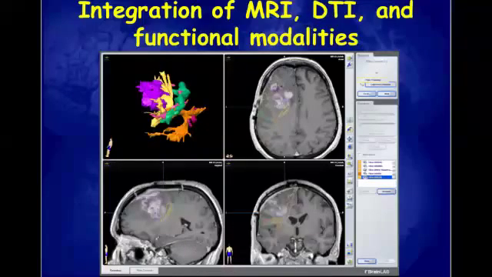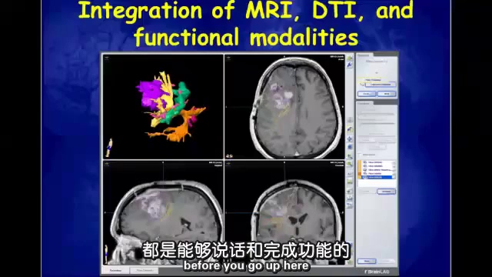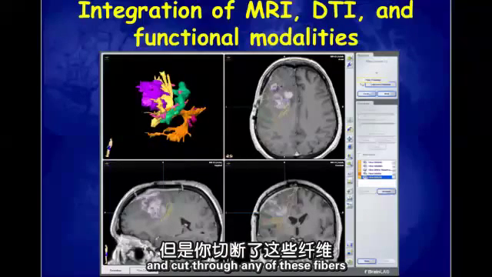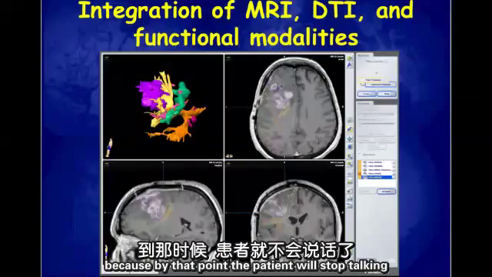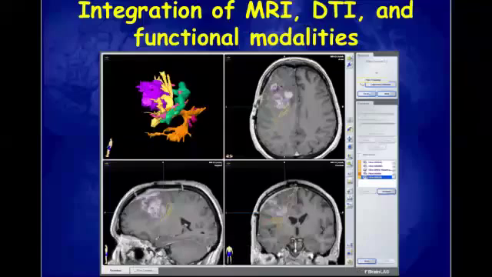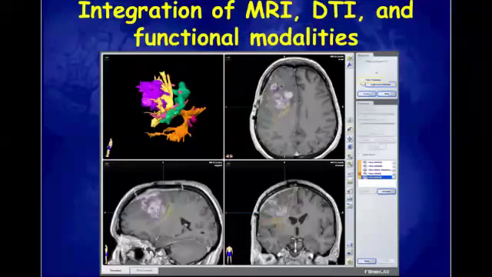If you're worried about Broca's area, you want to start dissecting down here while the patient's talking and functioning before you go up here and cut through any of these fibers. Because by that point the patient will stop talking, and then you'll think, now what do I do? I can't find Broca's area because I cut the SMA tracts.